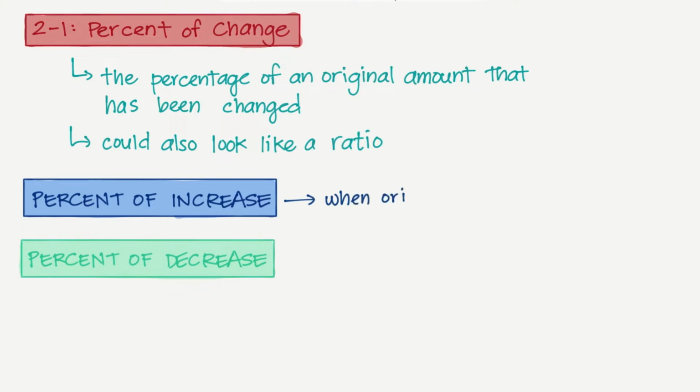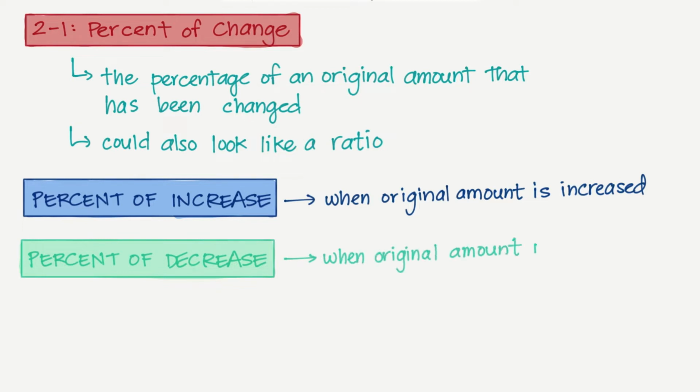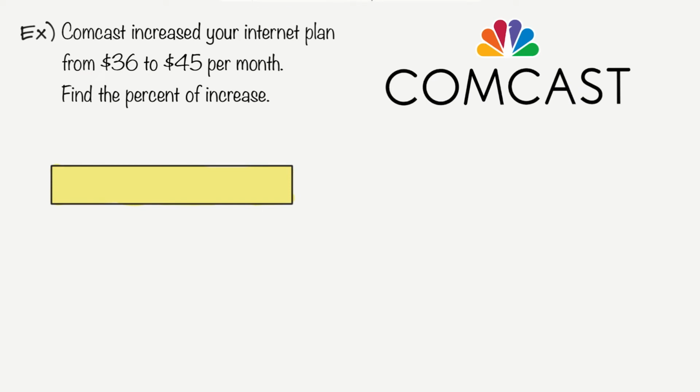Now, when we're talking about the term percent of increase, this happens when the original amount is increased. So maybe the price of something went up. But if we're talking about the percent of decrease, this is when the original amount is decreased. For instance, when there's a sale, the price goes down. So let's start with an example.